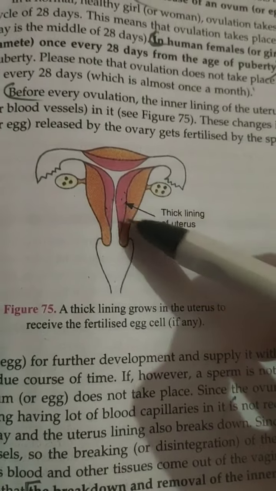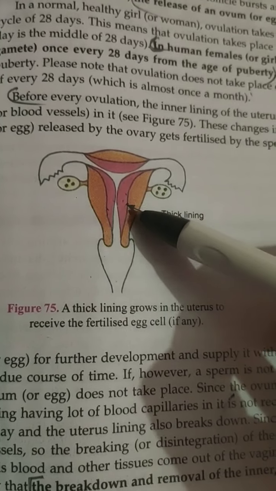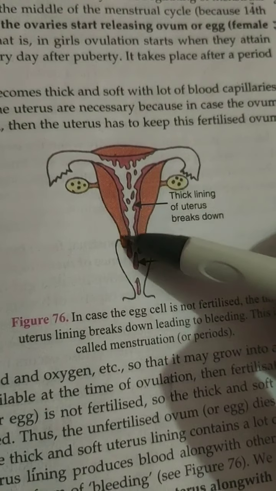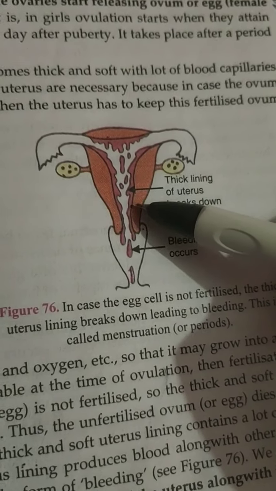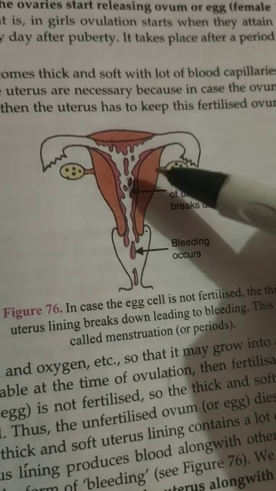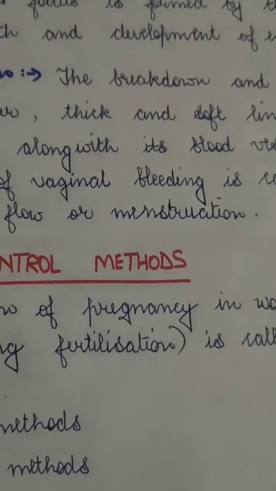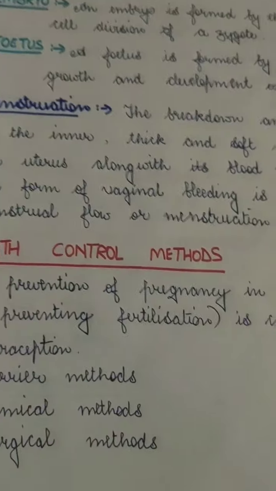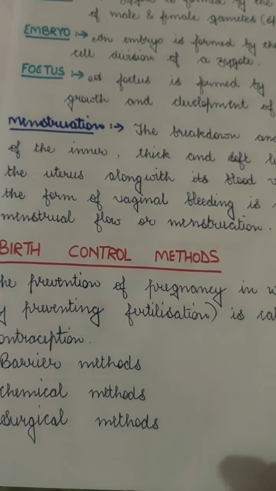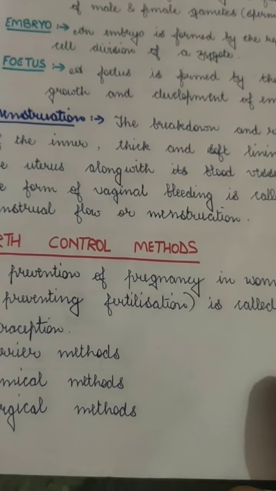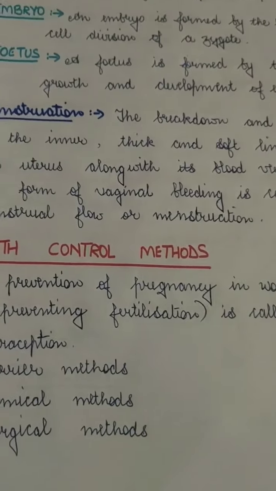So there is a lot of mesh of blood vessels here, but when it is not required, the lining of the uterus starts breaking, and because there are a lot of blood vessels in it, when it breaks down, bleeding occurs, and it is called the menstrual cycle. So the breakdown and removal of the inner, thick and soft lining of the uterus along with the blood vessels through vaginal bleeding is called menstruation. Okay, so this is when there is no fertilization.